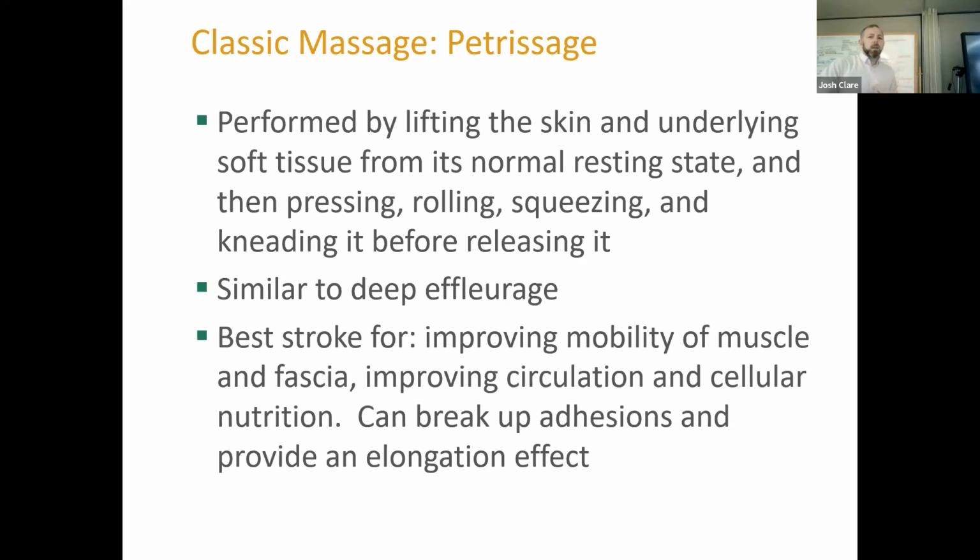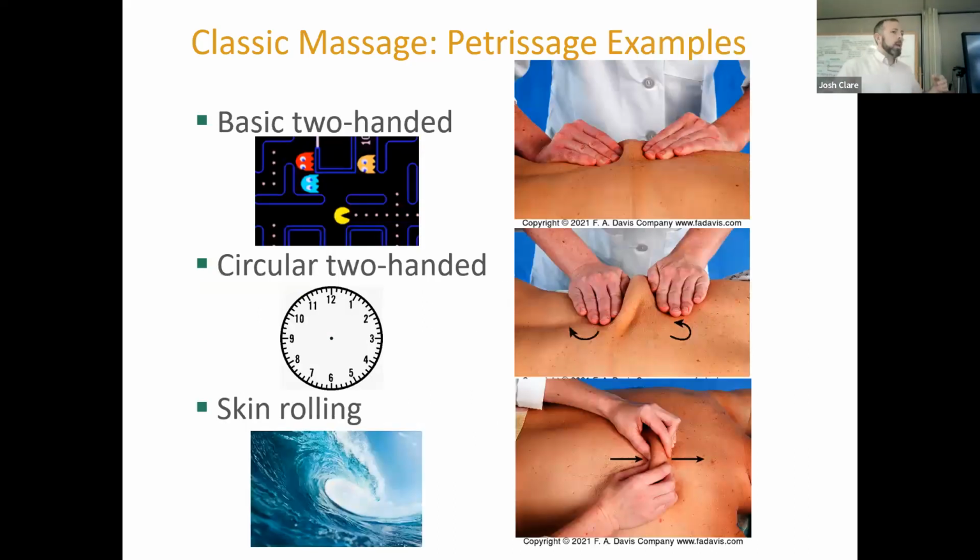Petrissage, we're going to be lifting the skin and underlying tissue from its normal state, pressing, rolling, squeezing, kneading, and then releasing it. This is deeper, so I think we do the deepest for the tissue first. Then we go a little bit medium, and when we get to friction, it will be the most superficial. So we have muscle and fascia, improving circulation, cellular nutrition, can potentially break up adhesions and provide an elongation effect. In fact, this skin rolling technique is one of its modified mobilizations as well.